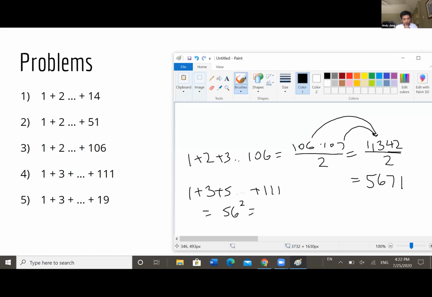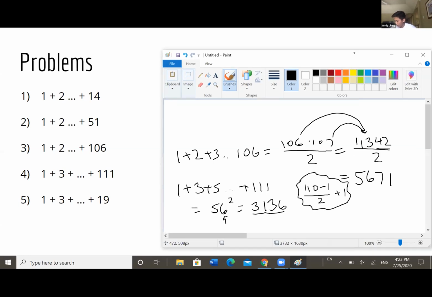Any questions how I got to 56? That's what you should be doing in your head. And then 56 squared, we've actually done this before. This is 3136. I take 25, add 6 to it, so I get 31. Then I square 6, so I get 36. So that's my answer for number 4.